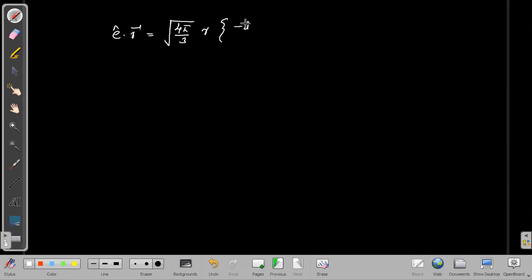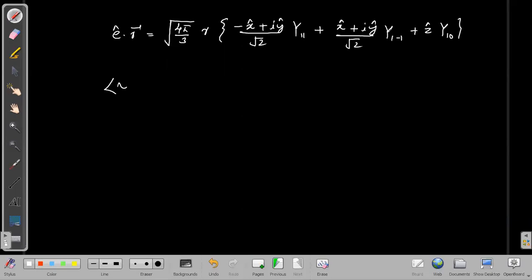then minus I. Okay, it's a unit vector, so minus I. Since we are using I for the index, it is minus x plus i y cap divided by root 2 times the spherical harmonic Y 1 1, plus x plus i y cap divided by root 2 times Y 1 minus 1, plus z cap Y 1 0. Okay, now your psi f, atom, E dot R, psi atom.